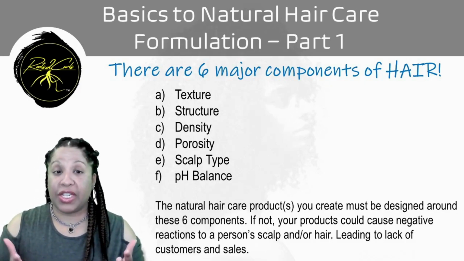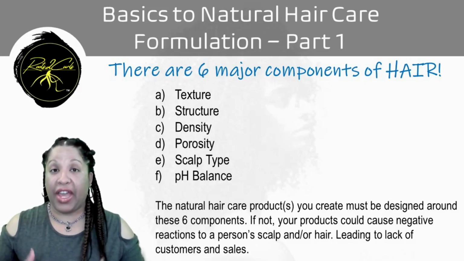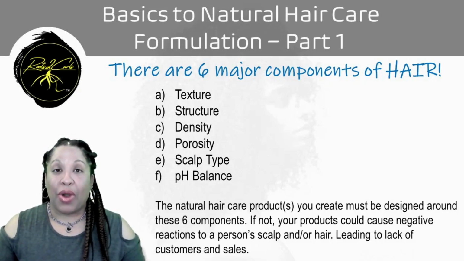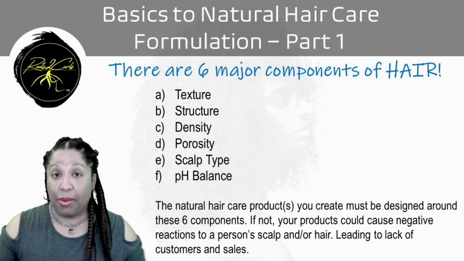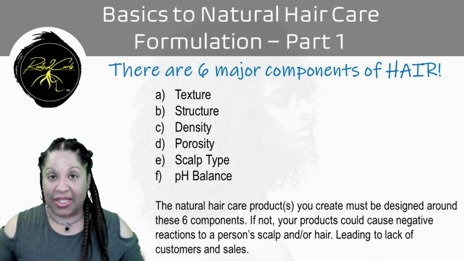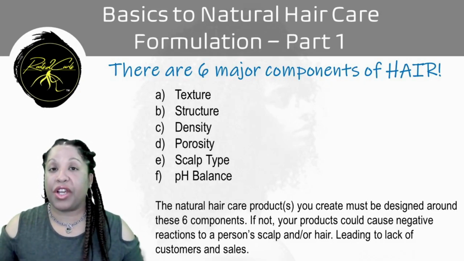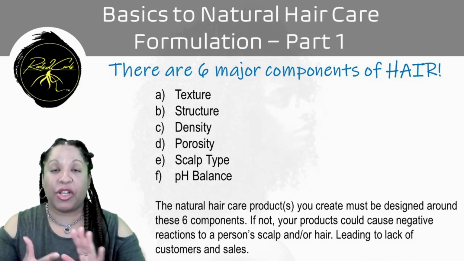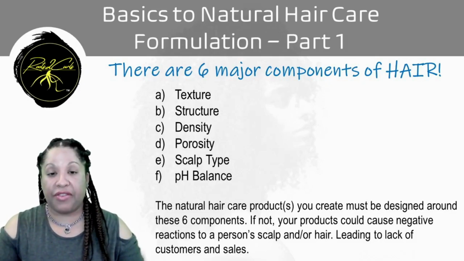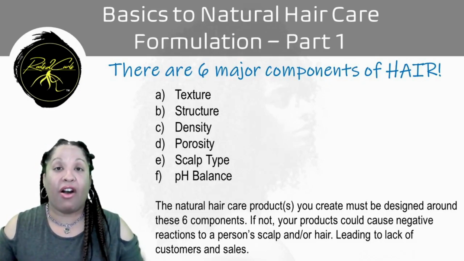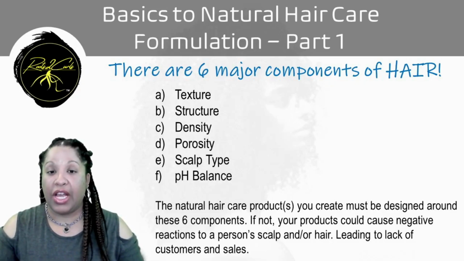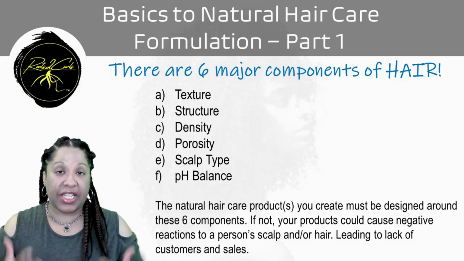All right. So first, let's talk about the 6 components of hair, which are very important to know. So we have texture, structure, density, porosity, scalp condition, and pH balance. These are very important to know. So the natural hair care products you create or want to create and design around, you want to make sure it's designed around these 6 components. If not, your products can cause a negative reaction or effect on a person's scalp and or hair, leading to lack of customers and sales. So just keep that in mind.